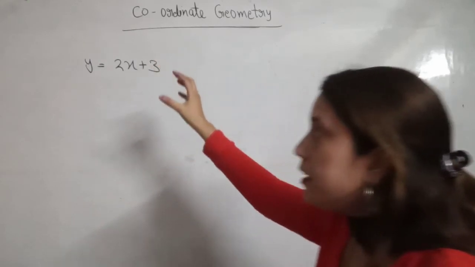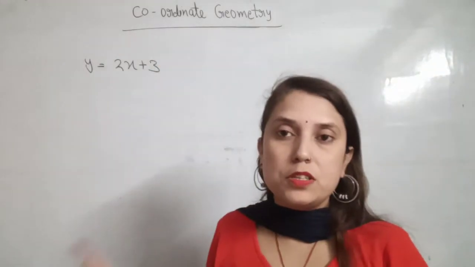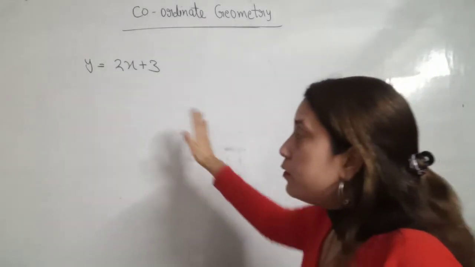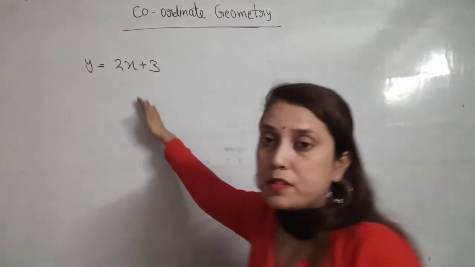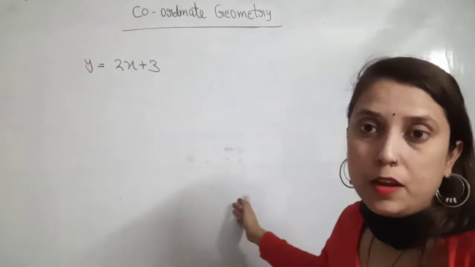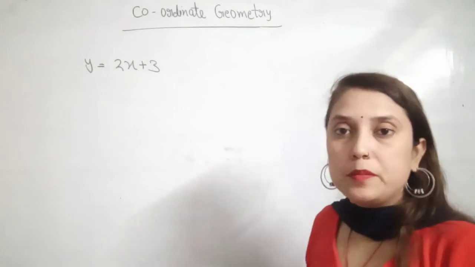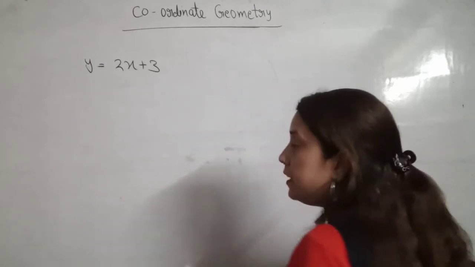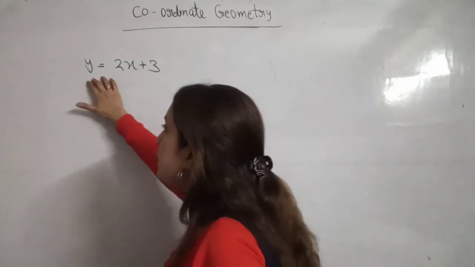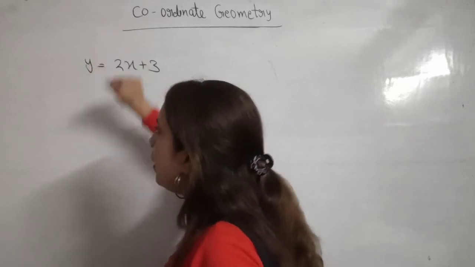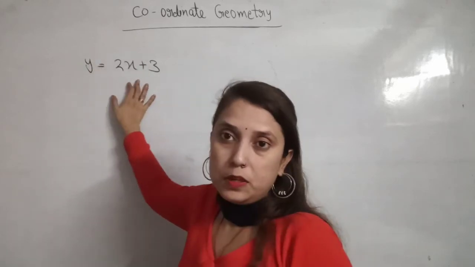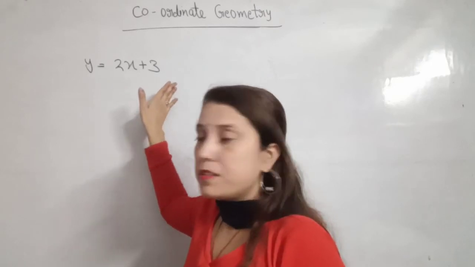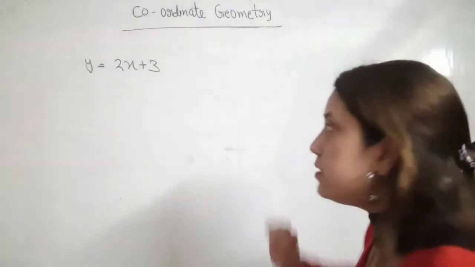Whenever a linear equation is given, the graph is always a straight line. If a straight line is not coming, it means you are making some mistake. How do we check that an equation is linear? The degree of the variable is always 1. So it is a linear equation, and the graph of a linear equation is always a straight line.